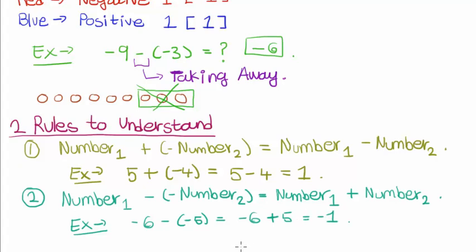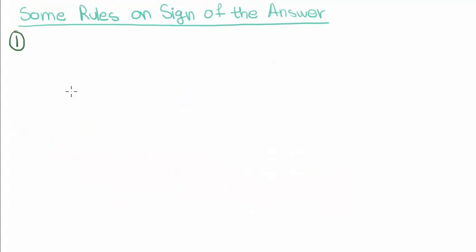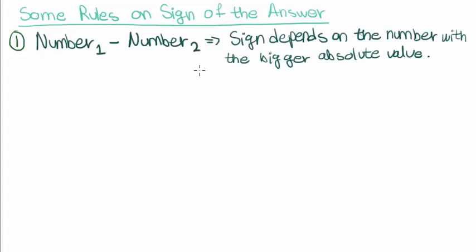So right now, I would like to go over 3 more rules, but this time, these rules relate to the sign of the answer. The first rule tells me that if I have some number, and from that number I'm subtracting another number, the answer's sign will depend on the integer which has the greatest absolute value in the problem. So this is what I mean when I said that first rule.